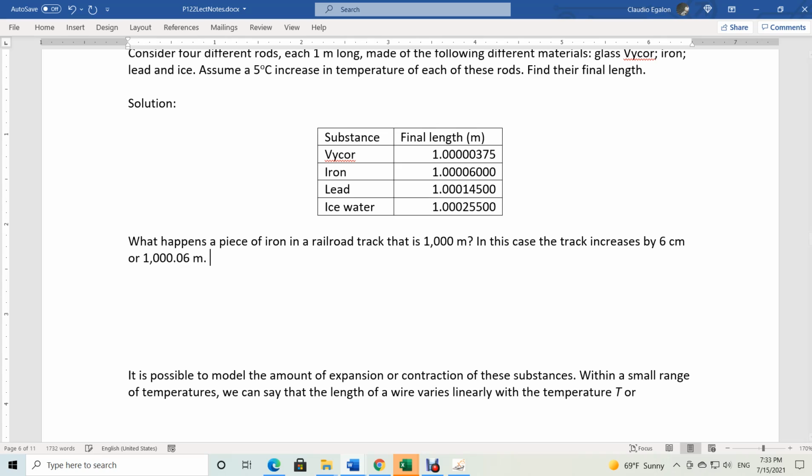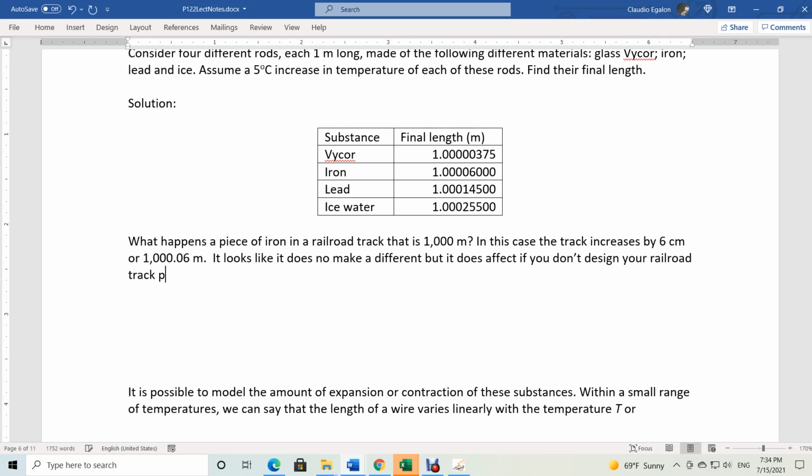It doesn't look like it makes a difference. It looks like it doesn't make a difference. But if you didn't design a railroad track properly, it may affect it. It does affect if you don't design your railroad track properly.